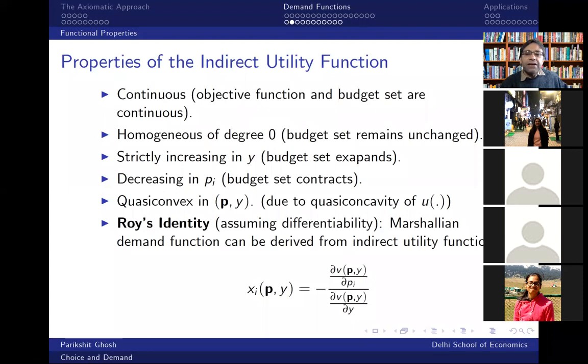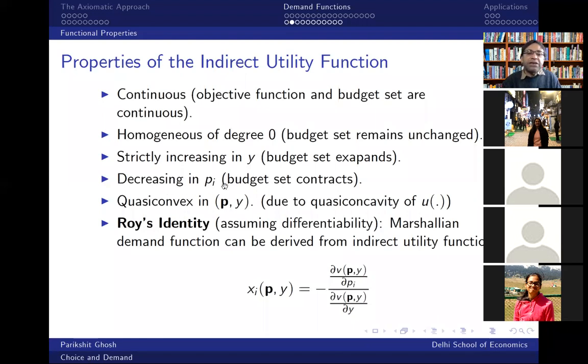Why is that? That's because if you draw the budget line, it does not move if you double prices as well as incomes. As a consumer, you face the same set of choices, and so your optimum will not change. Strictly increasing in income: if income increases, then the budget set expands. So your optimal utility cannot go down, it can only go up. Because after all, whatever you were buying before, you can still afford, and you can buy some more stuff and add to that.